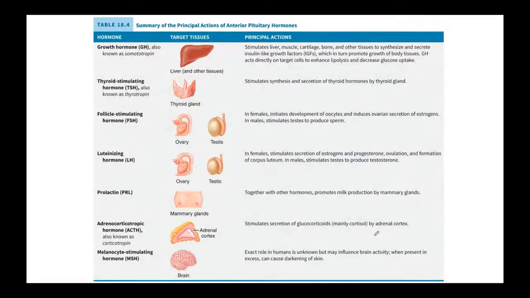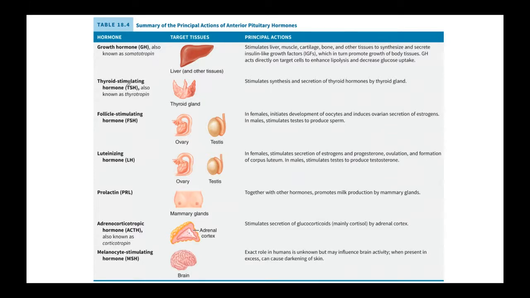Okay, so when we look at growth hormone, GH, that's going to stimulate liver, muscle, cartilage, bone, and other tissues to synthesize and secrete insulin-like growth factors. Not insulin, but insulin-like growth factors, which in turn promote growth of the body tissue. So basically, your growth hormone is involved in regenerating your cartilage cells and your muscles and your bones and making these things rejuvenated and renewed.